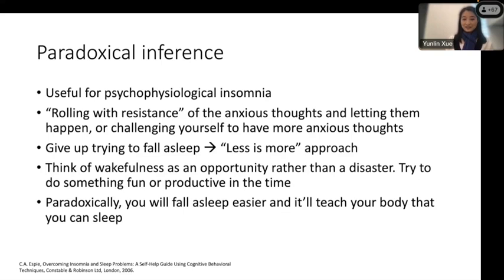The other thing is to think of wakefulness as an opportunity rather than a disaster, because a lot of people start to worry, this is the worst thing, being awake is so dreadful, what am I going to do? Again, try to let go of that worry and see it as an opportunity. Get up, try to do something fun or productive with the time, so that you don't end up associating being awake with all these fear thoughts.